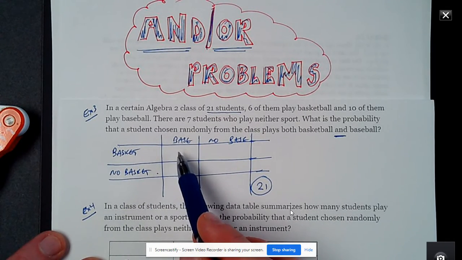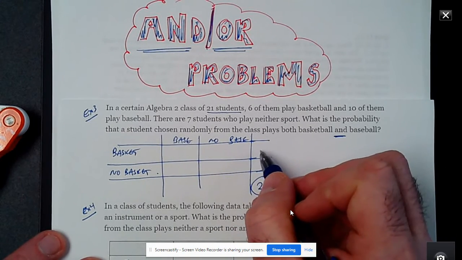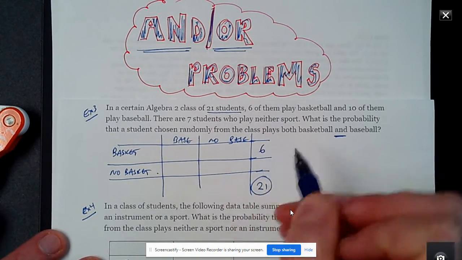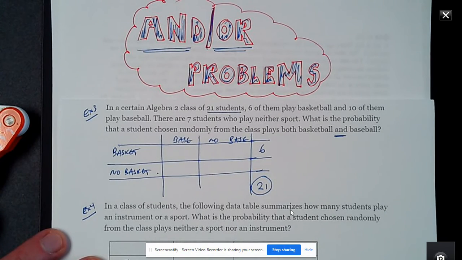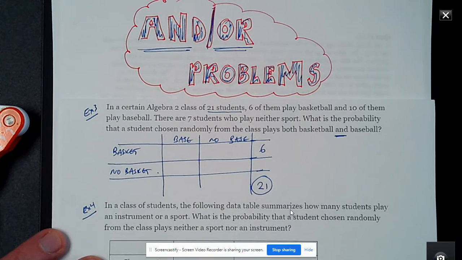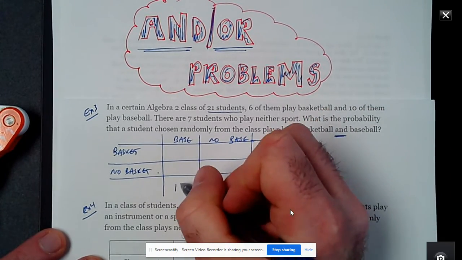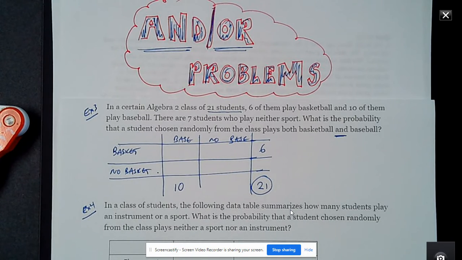Now remember, some of them also play baseball and some of them don't play baseball. But I know the total number of basketball players is 6, so I'm going to write that there. Now, what else am I told? I'm told that 10 of them play baseball. So the same deal here. Here's the column for all the people that play baseball. I know the total is going to be 10.